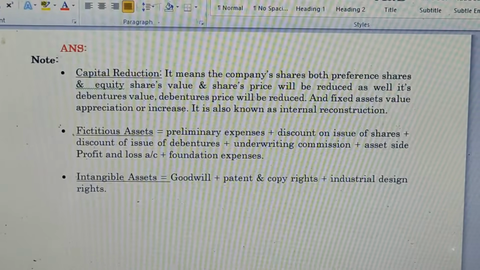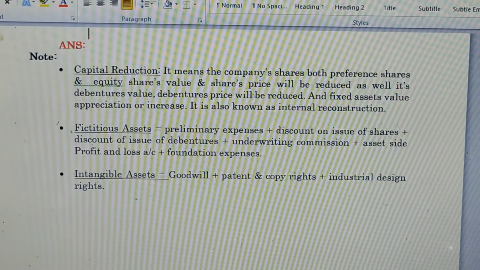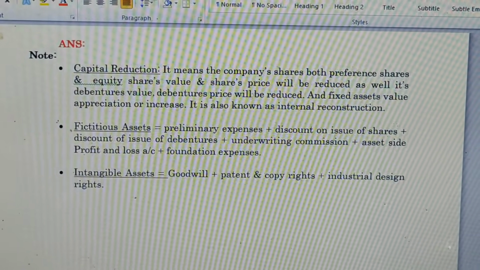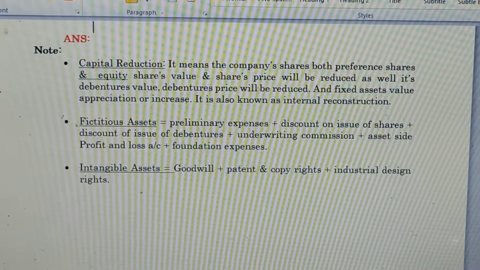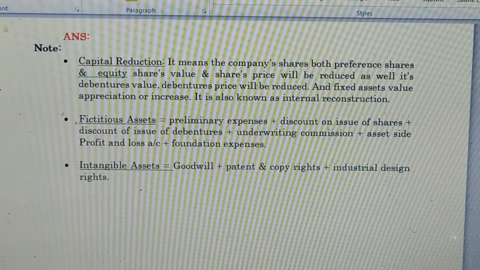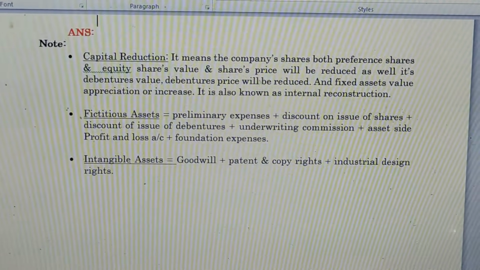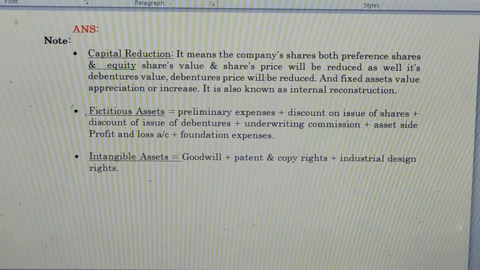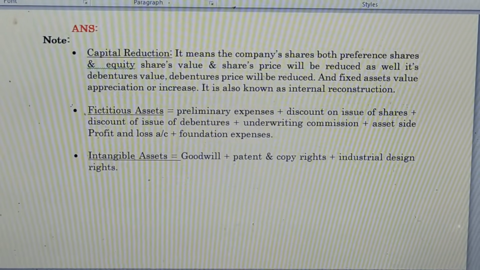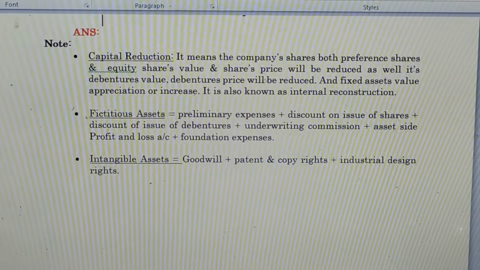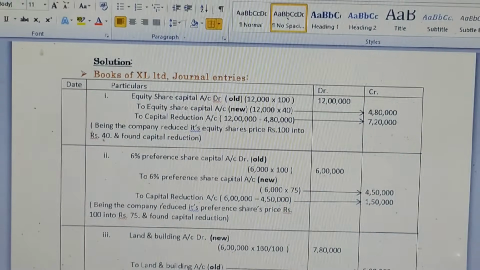And the second thing is fixed assets. Fixed assets equal preliminary expenses plus discount on issue of shares and discount on issue of debentures plus underwriting commission plus the asset side profit and loss account plus foundation expenses, etc. And the third point is intangible assets. Intangible assets equal goodwill, patents and copyrights, plus industrial design rights also. First, we are going to find out the journal entries.